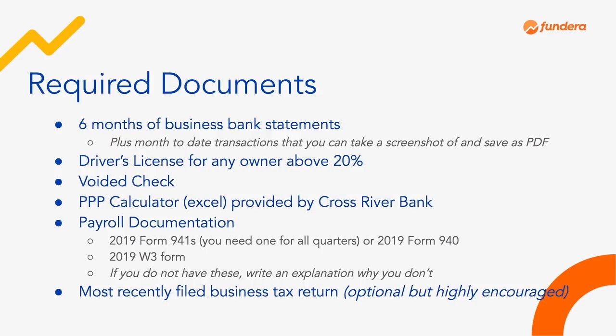Now, ideally, they would like to see the Form 941s. These are quarterly tax documents that are sent to the IRS, which reports your payroll. Alternatively, you can send the 940, which is a summary of 2019, or the W3, which is also a summary of compensation over 2019. Now, if you do not have these tax documents, they will ask for a written summary as to why you're unable to provide them. They will still review your application, but it will take a little bit longer.